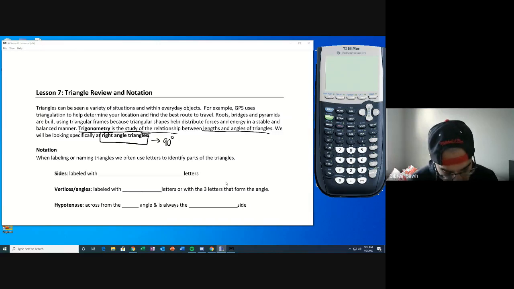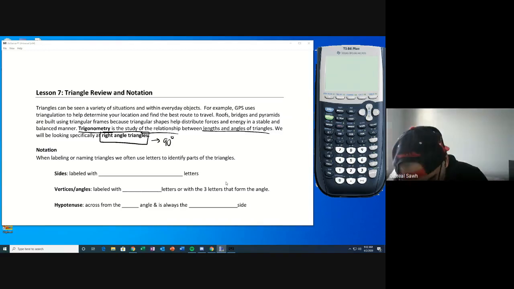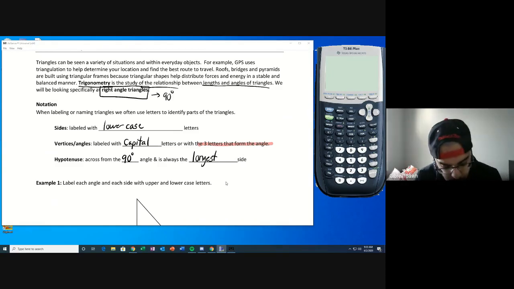Okay, when we go to label or name triangles, we often use letters to identify parts of those triangles. Side lengths, we're going to label with lowercase letters. Vertices, angles, all those sorts of things, we're going to label with capital letters, or with the three letters that form the angle. So we're going to talk about that down below where I can give you a specific example. The hypotenuse, that's the word for the side length that's across from your 90-degree angle, and it is always going to be the longest side. Okay, in every right angle triangle, that will hold true.